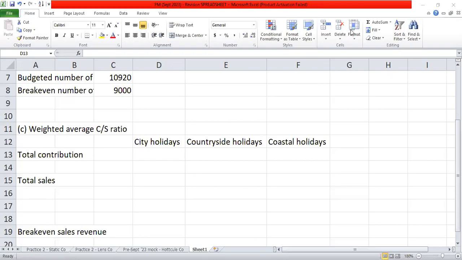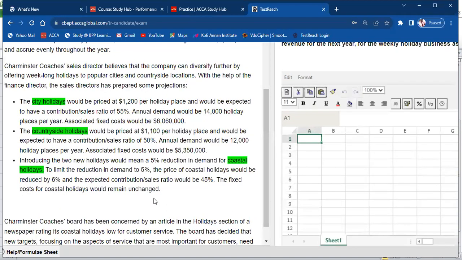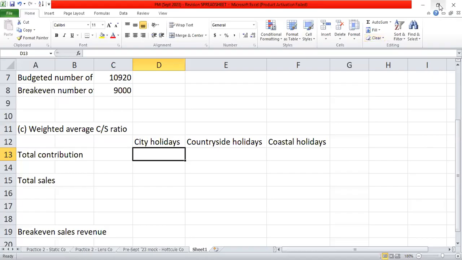All right, let's continue with requirement C. We put down our structure already: weighted average CS ratio, friends, revision point. We talk about that and not simply CS ratio when we have multi-products. All right. What information do you need? You've got to put them together. And this has been the trend in PM recently.